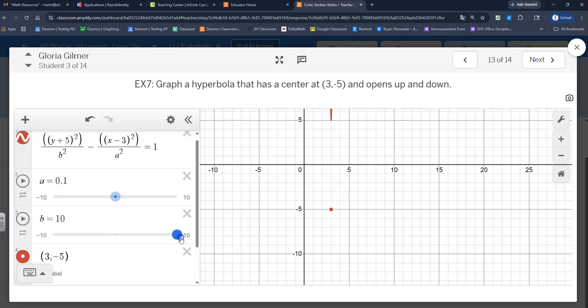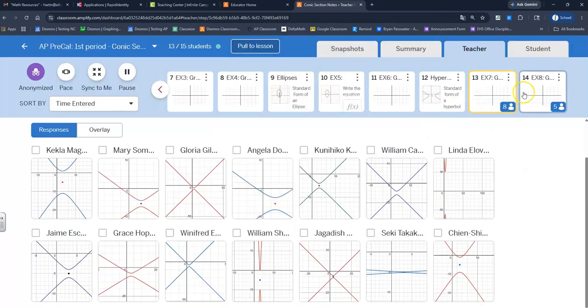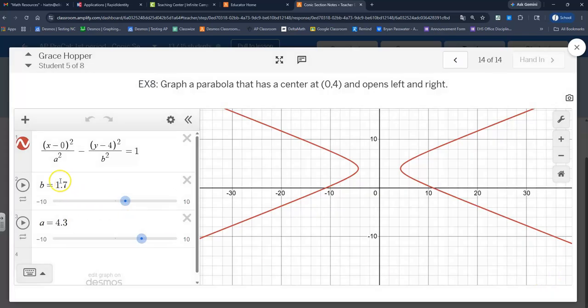This sort of moves it up and down, and also adjusts the width a little bit there too. So, the main takeaway I want you to have here though is that the y part needs to come first if you're opening up or down, which means over here to open left or right, we are going to use the x is going to be positive, the y will be the negative. We got x minus 0 and y minus 4.